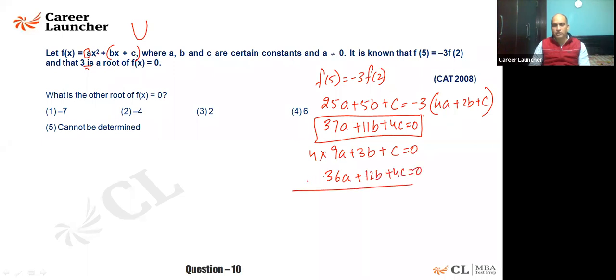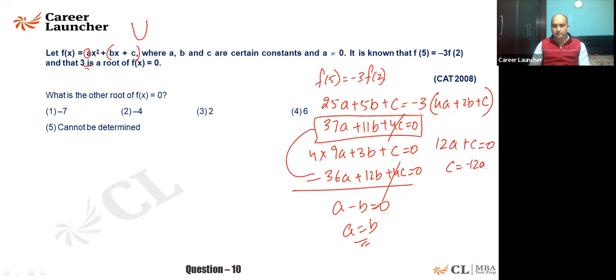I'll separate this equation. So I'll say 4c gets cancelled out. What do I get? I get a minus b is equal to 0. From this, I get to know a is equal to b. Once you know a is equal to b, you can put it in the equation. So put here 9a, since a is equal to b. I will say 12a plus c is equal to 0. I'll say c is equal to minus 12a.